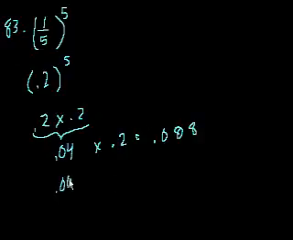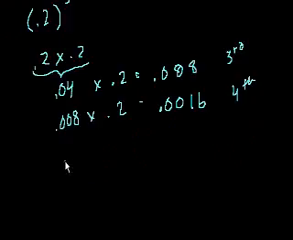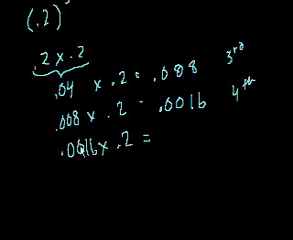And then 0.008 times 0.2. That's equal to 2 times 8 is 16. And then how many numbers do we have behind the decimal point? 1, 2, 3, 4. So we're going to have 0.0016. So that's to the 4th power, and we have 1 left. So 0.0016 times 0.2 is equal to 2 times 16 is 32. And now we have 1, 2, 3, 4, 5 numbers behind the decimal point. And that's the answer. And that is choice A.